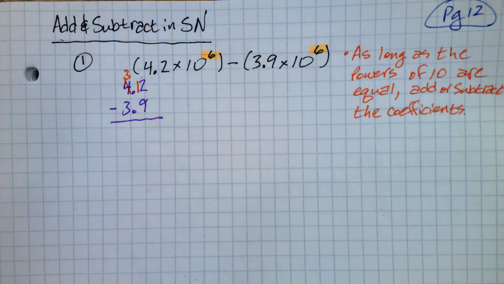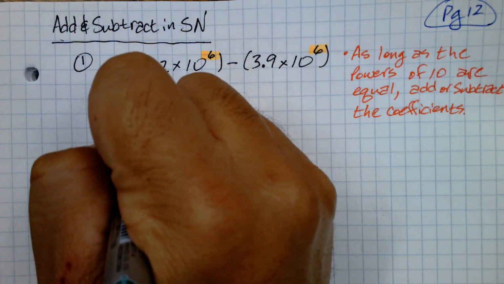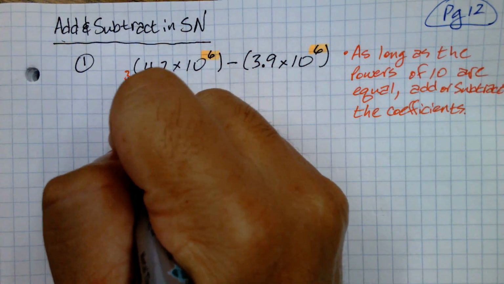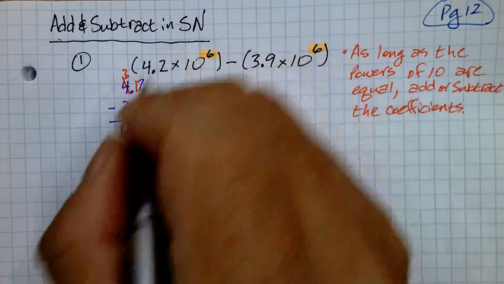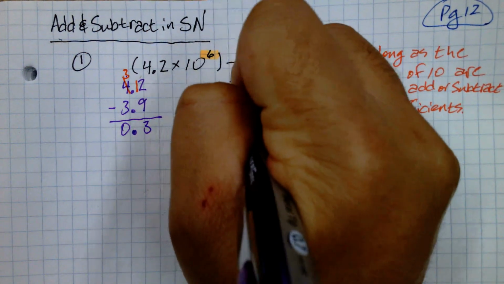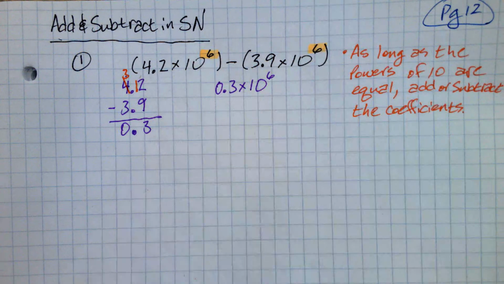12, take away 9 is 3. 3, bring down the decimal, I won't forget that. 3 take away 3 is 0. So I get 0.3 times 10 to the 6th power.